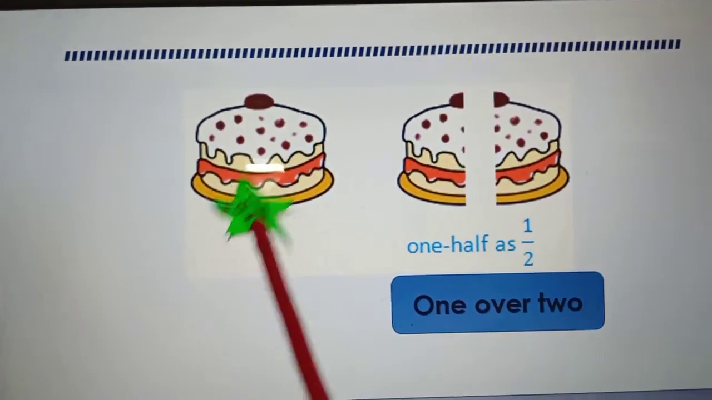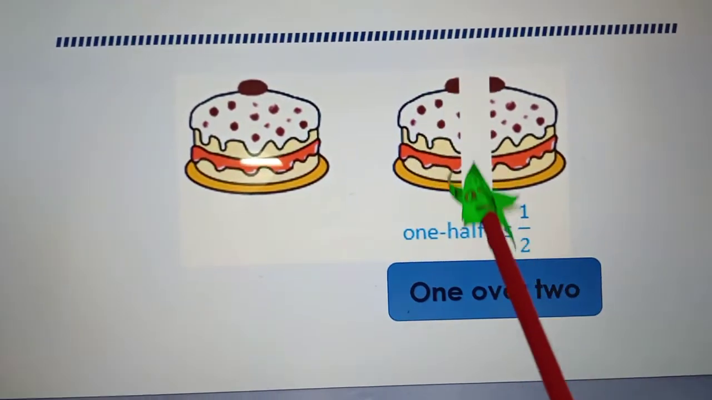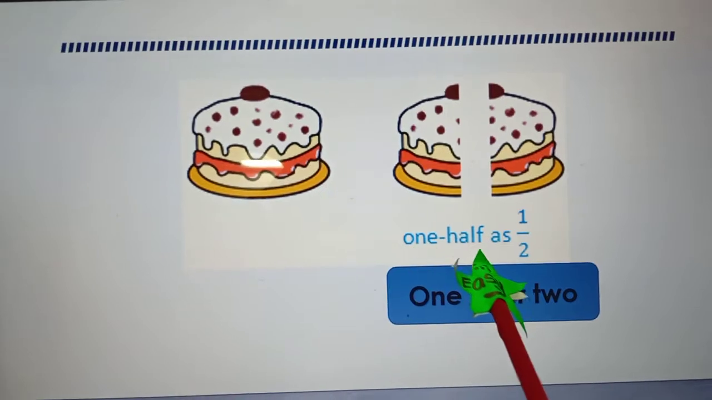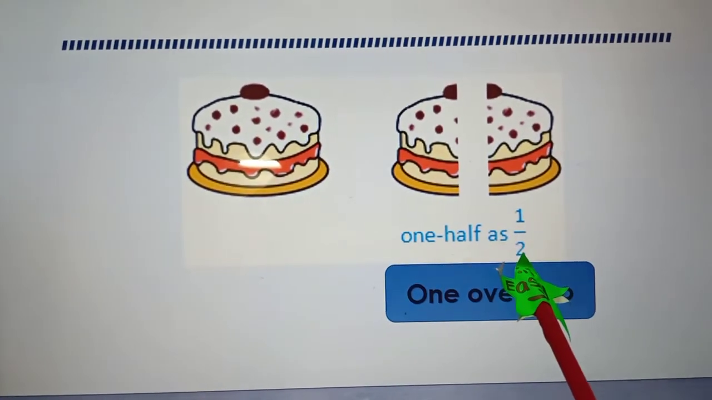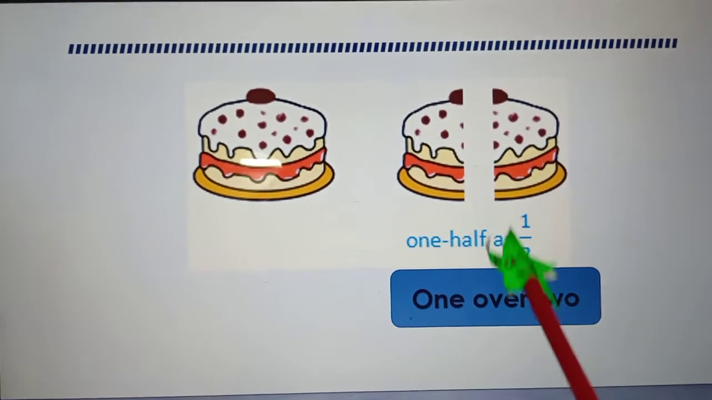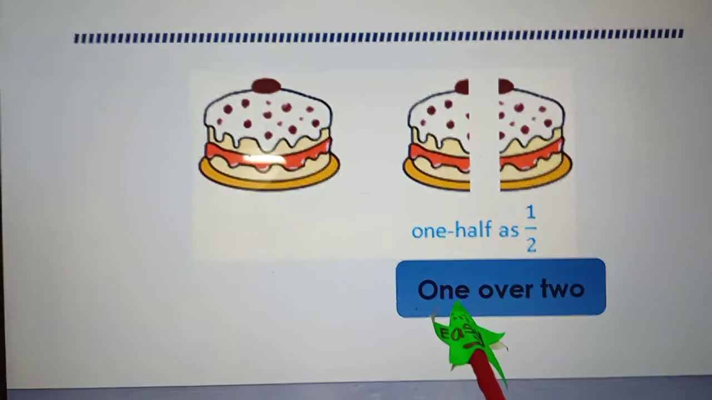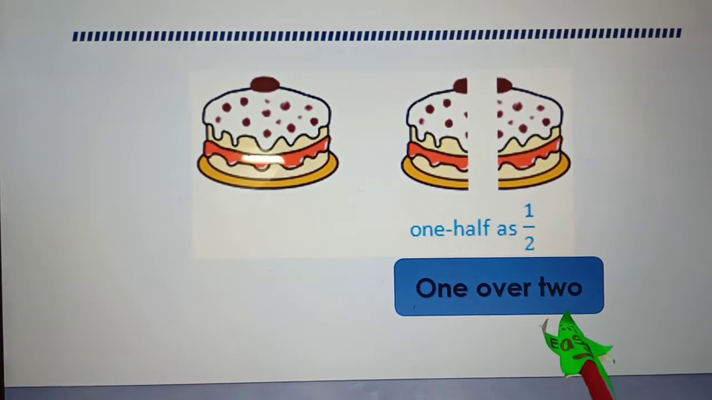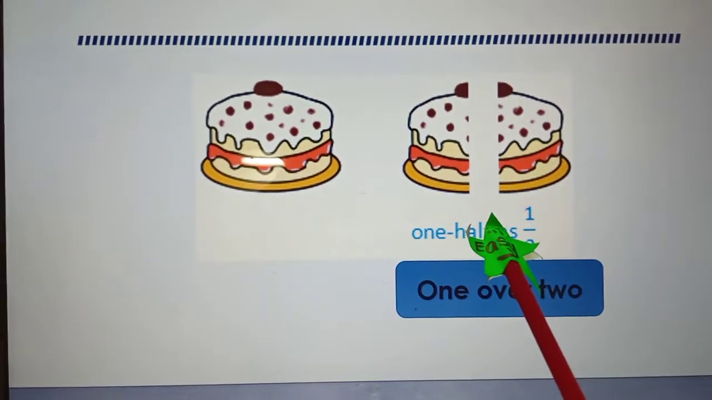Okay, but when we divide the cake in the middle, it becomes 1/2, or when we write in numeral form, it will be like this, or we always say it as 1/2. Okay, when we cut it in half.